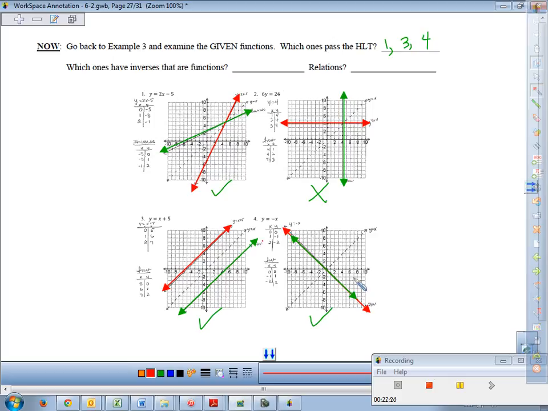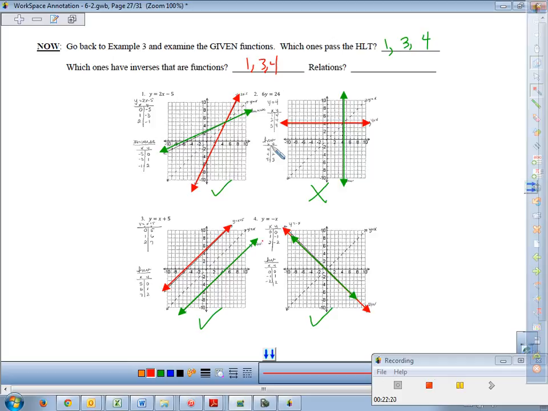But the whole point of the horizontal line test is to say, don't graph the green ones. You don't need to graph the green ones. If the red one passes the VLT, it's a function. If the red one passes the HLT, its inverse is a function. So 1, 3, and 4 again.